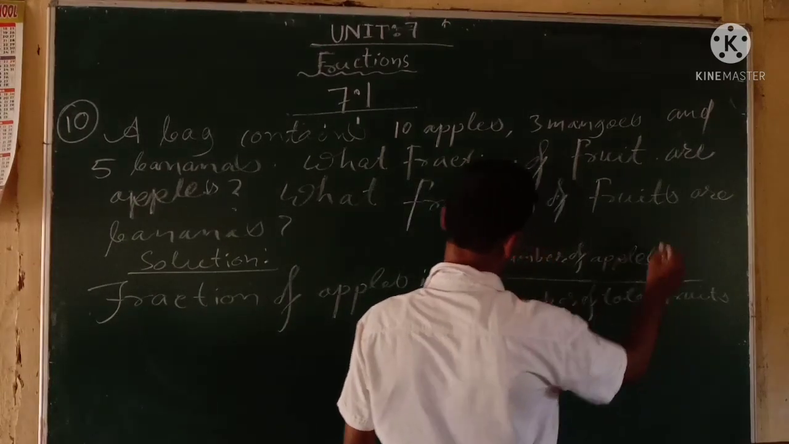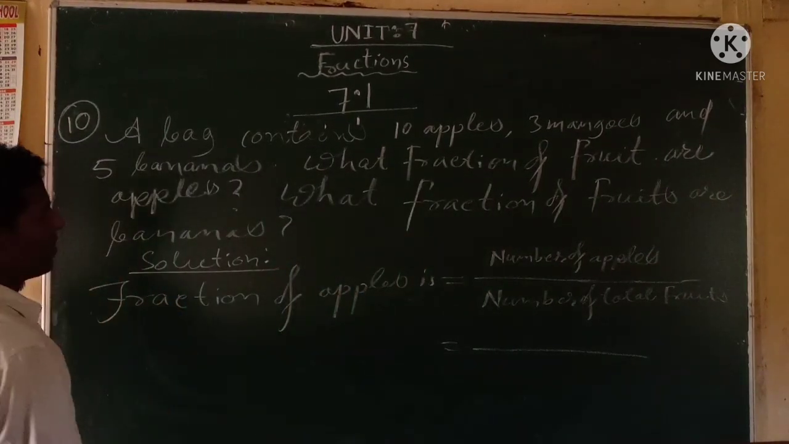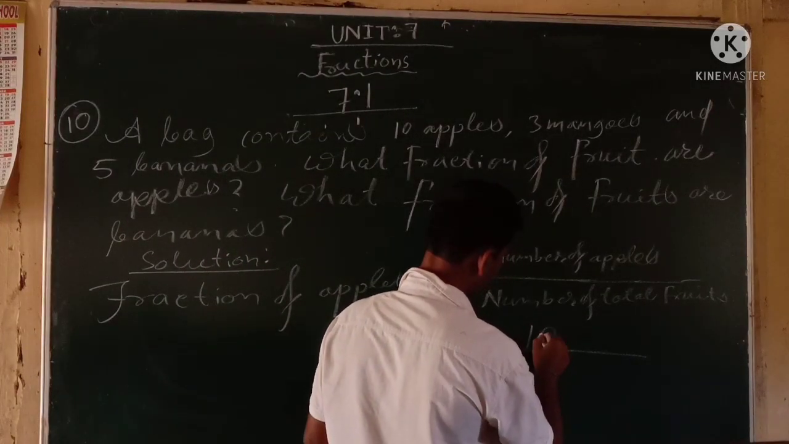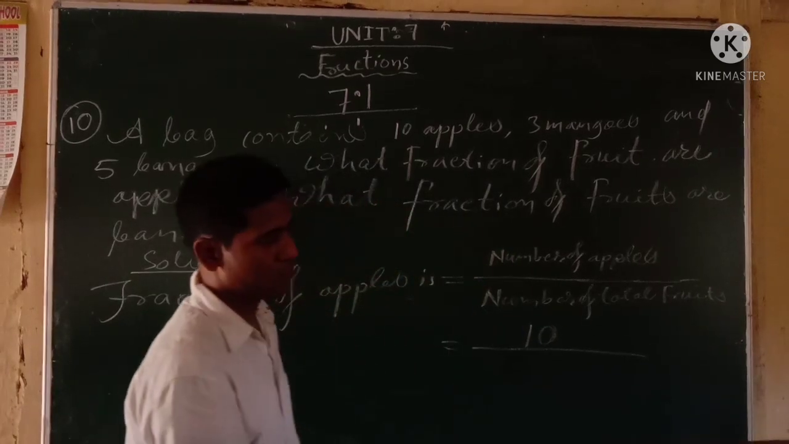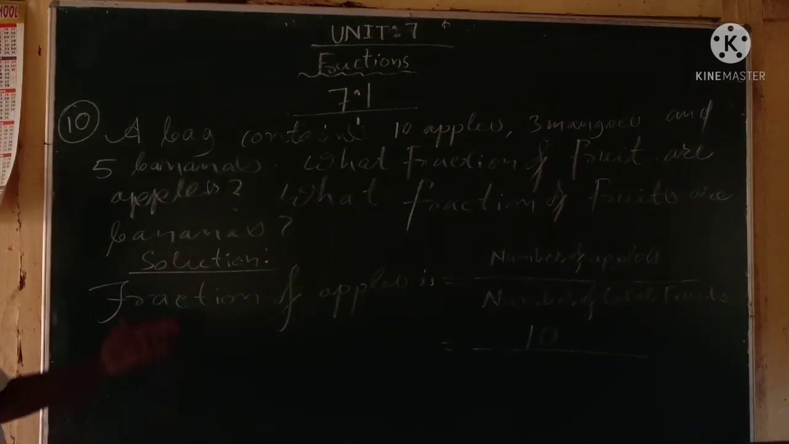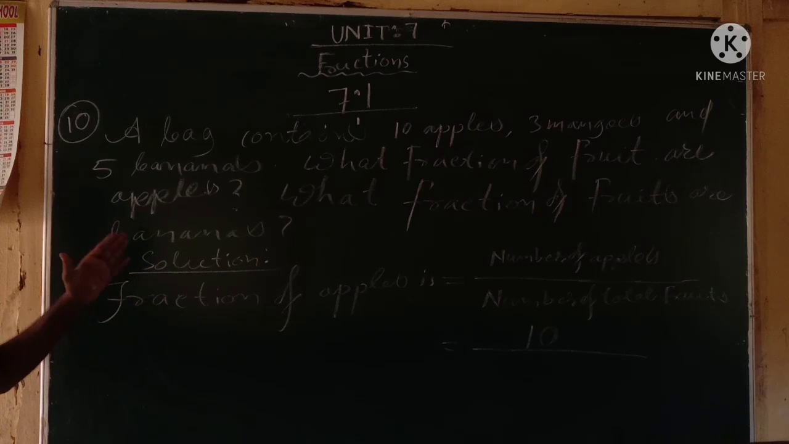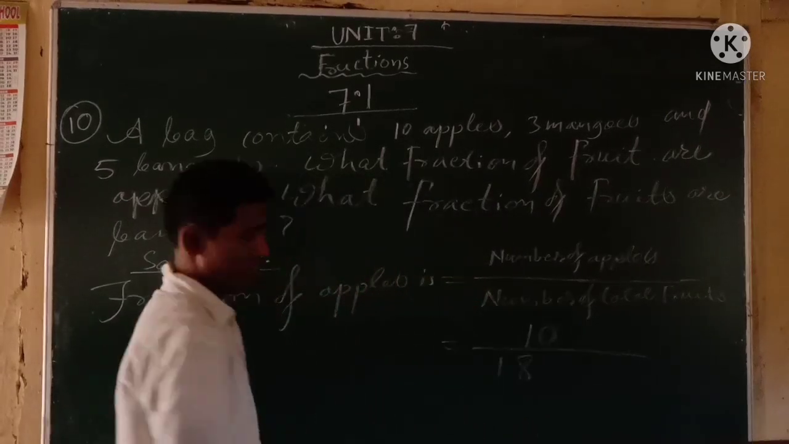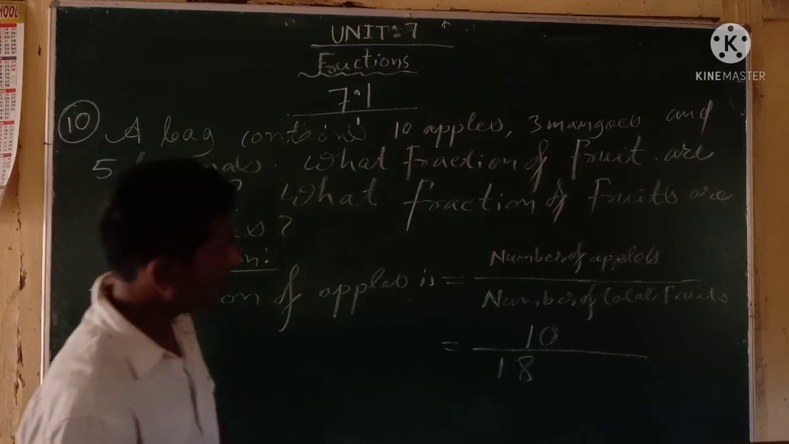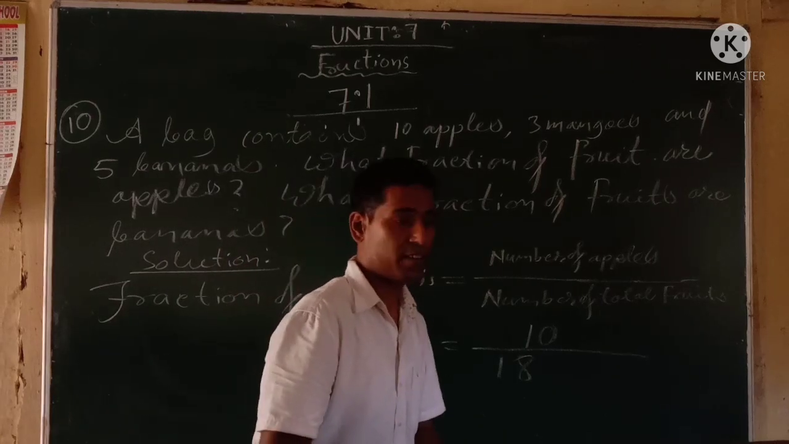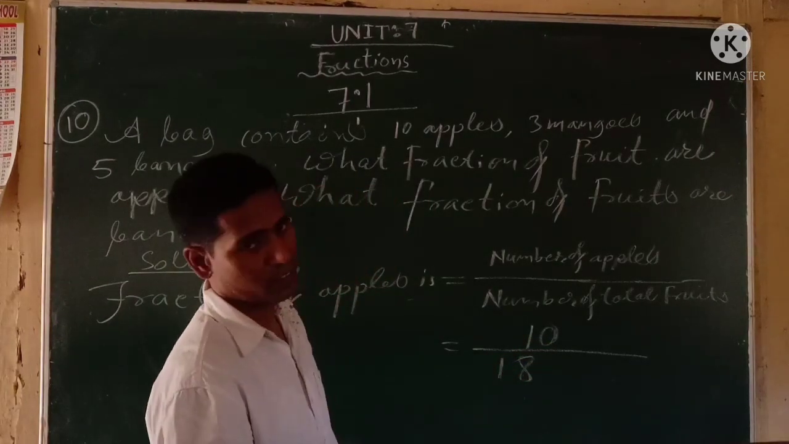Now, how many apples are there? A bag contains 10 apples, as given in the question. So in place of the number of apples, we'll write 10. And the number of total fruits: a bag contains 10 apples, 3 mangoes, and 5 bananas. That means 10 plus 3 is 13, plus 5 is 18. So the number of total fruits is 18. So write 10 out of 18.